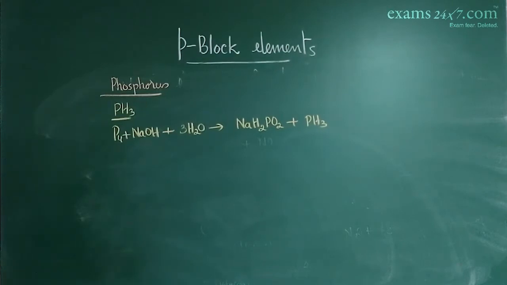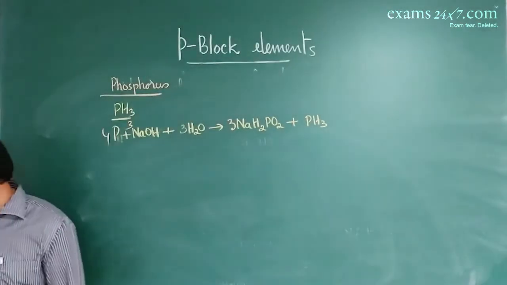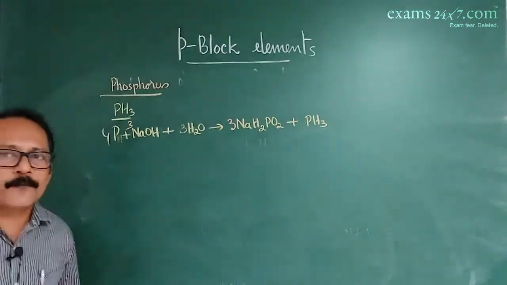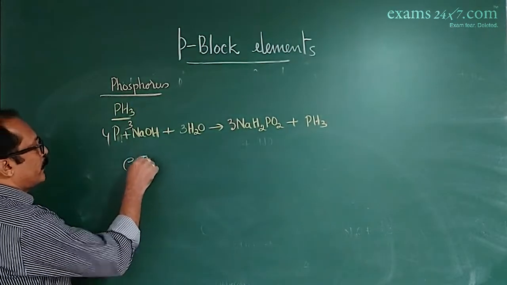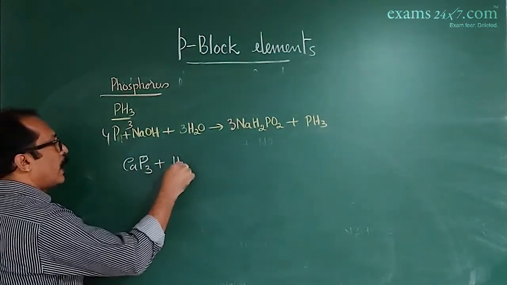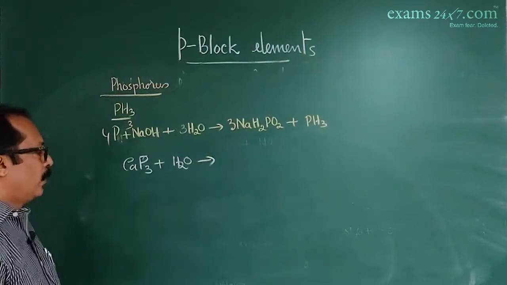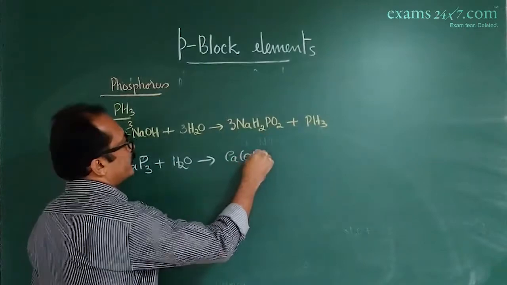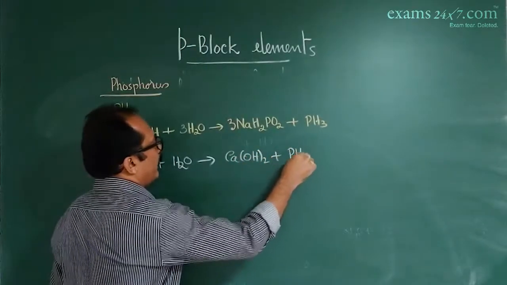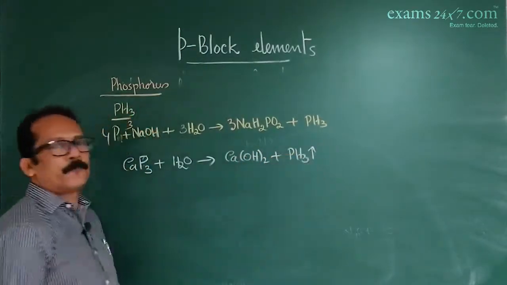Now, similarly, there is one more reaction where phosphine is prepared by treating calcium phosphide. Calcium phosphide is subjected to hydrolysis. On treating with water, it gives calcium hydroxide, Ca(OH)2, liberating phosphine.